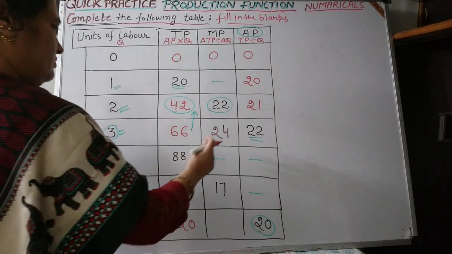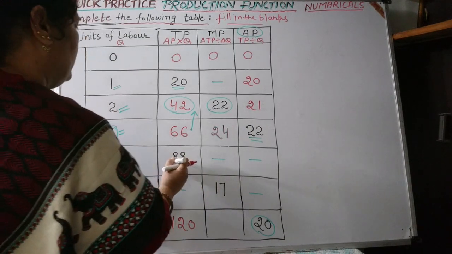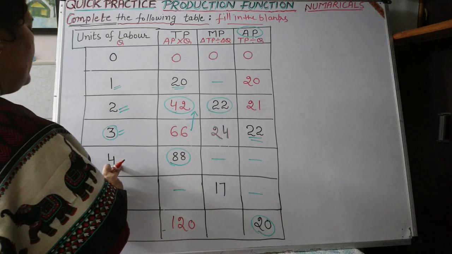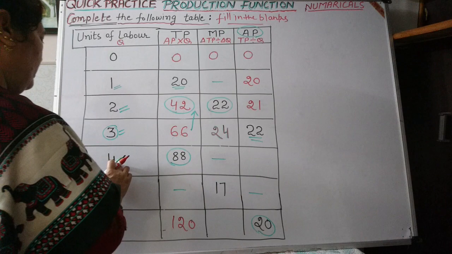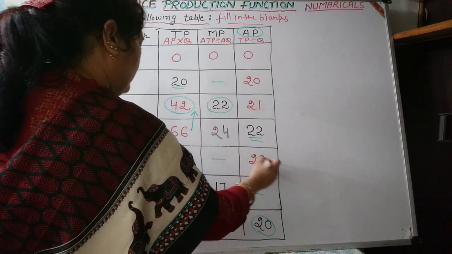And next, total production is given. If total production is divided by quantity, then we can get average production. 88 divided by 4, it will be 22.